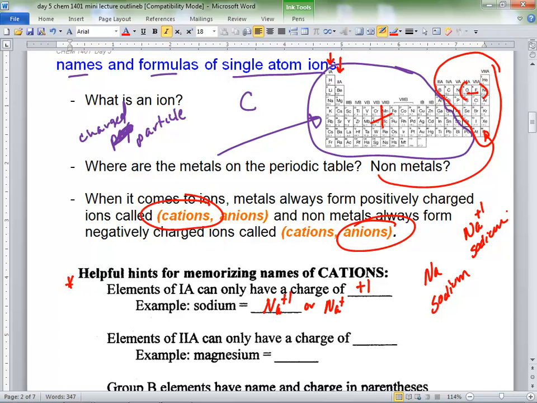Group 2 can only have a charge of probably what, everybody? +2. So magnesium would be Mg +2. So whether this is magnesium and this is magnesium, they have the exact same name because it has no choice. It has to be +2. Okay.